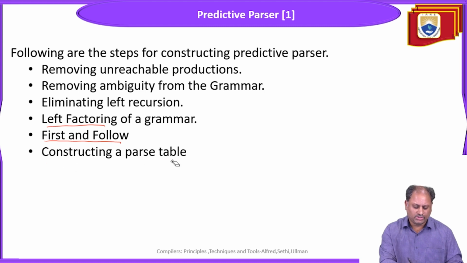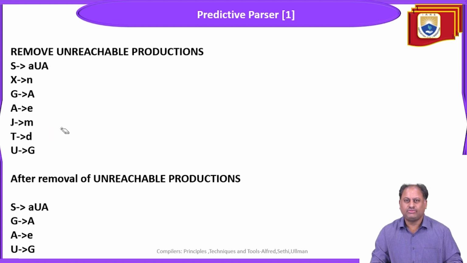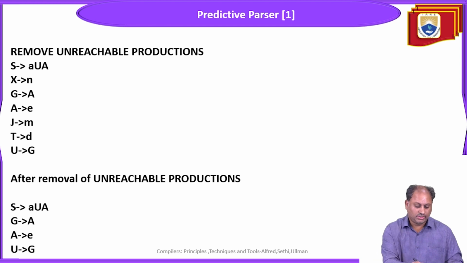In the previous example, we have seen this type of productions where unreachability occurs in some of the cases. Here S is reachable, and S derives A, so A is also reachable, and A derives a reachable one. And this one is not reachable. We have seen in the previous session why it is not reachable. This type of production is to be eliminated, and after removal, the final grammar has only reachable productions.